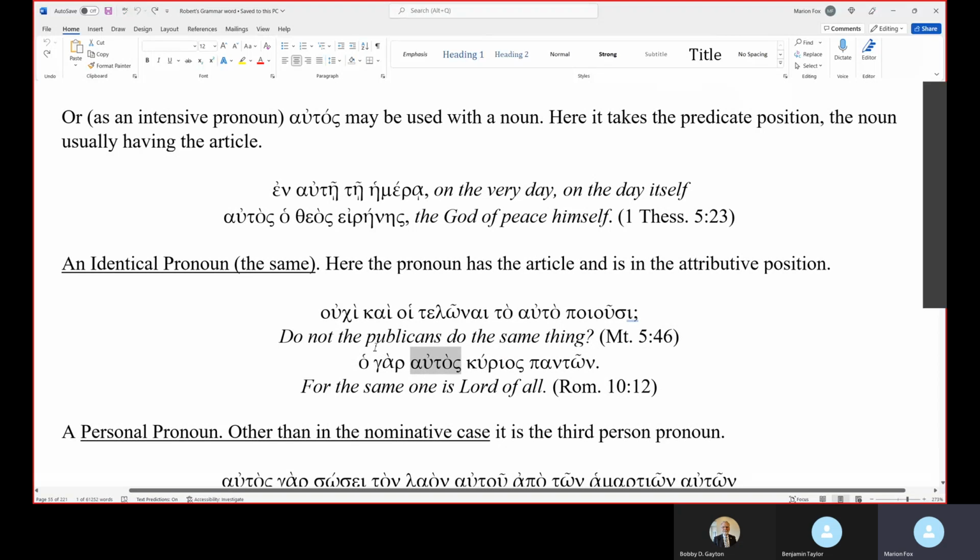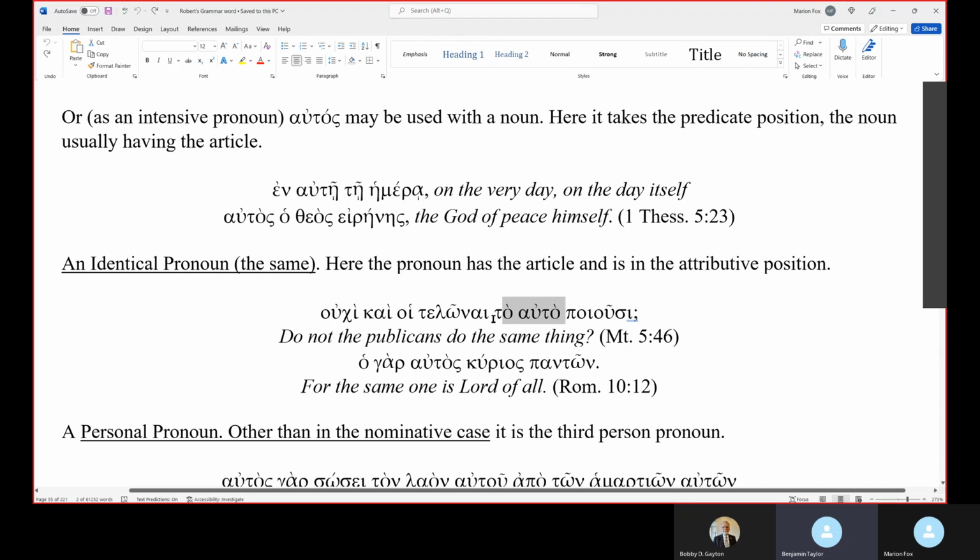And the gar is between them because it's post-positive. It really goes over here in meaning. So this article will go with autos. Ouchi kai hoi telonai to auto poiousin? And the semicolon means it's a question mark, of course. Do not the publicans do the same? The same thing they do. So the publicans, the same they do.